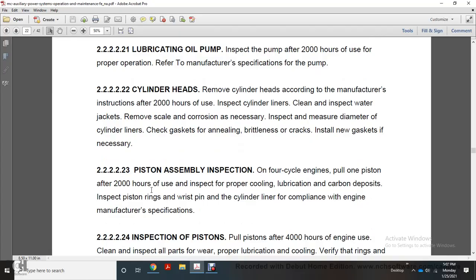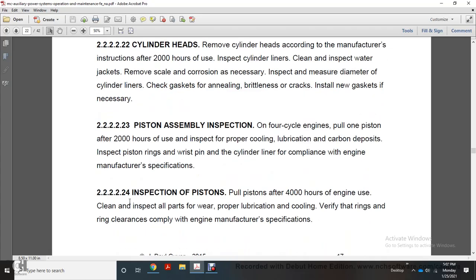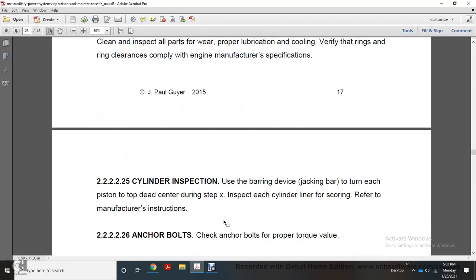Piston assembly inspection: on a 4-cycle engine, pull one piston after 2,000 hours. Inspect for proper cooling, lubrication, and carbon deposits. Inspect piston rings, wrist pins, and cylinder liners for compliance with the engine manufacturer specification. Inspection of the pistons: pull pistons after 4,000 hours of engine use. Clean and inspect all parts for wear and proper lubrication and cooling. Verify that ring clearances comply with the engine manufacturer specification.